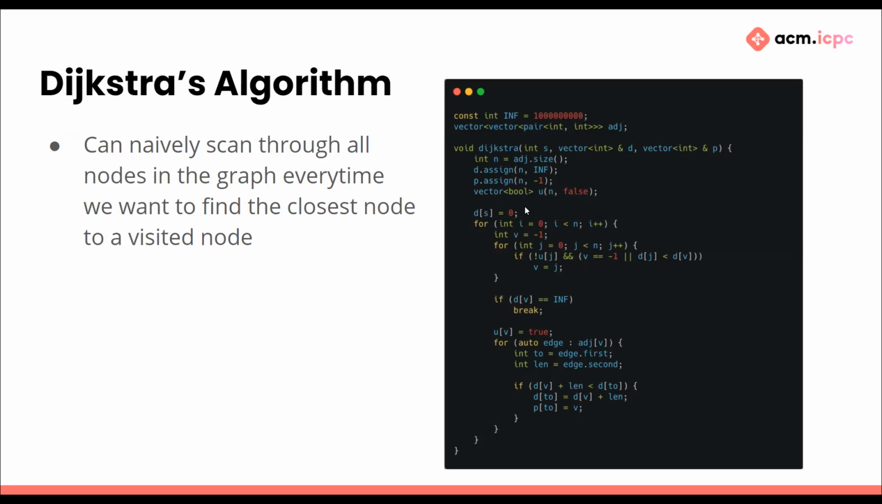Okay, so the outer for loop, we never actually do anything with node i, we just know we have to do this n times. But then the inner for loop finds the closest node to a currently visited node.